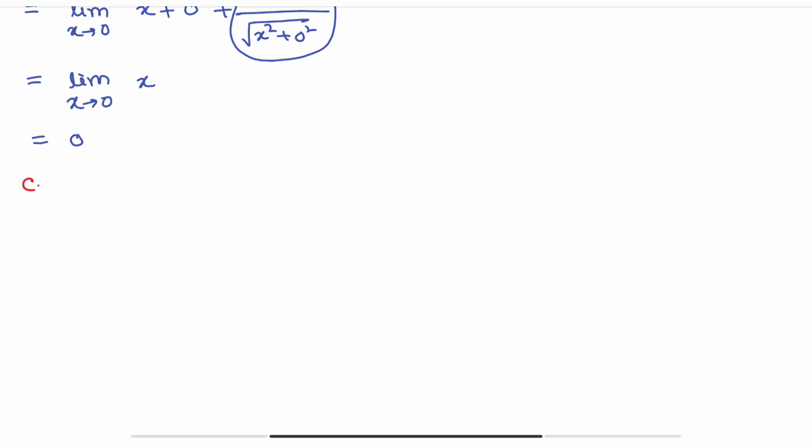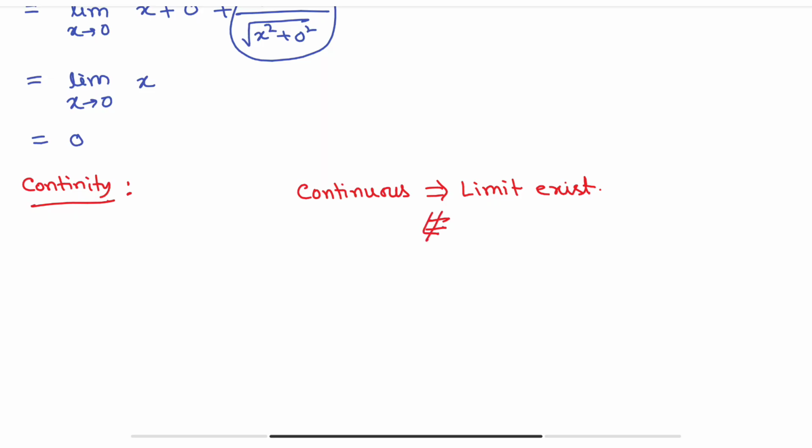Continuity. Now what is continuity? Remember one thing, that a function will not be continuous if the limit does not exist. That means continuous implies the limit exists. If a question is given that f is a continuous function, you can say that the limit always exists. But the limit existing does not imply the function will be continuous.